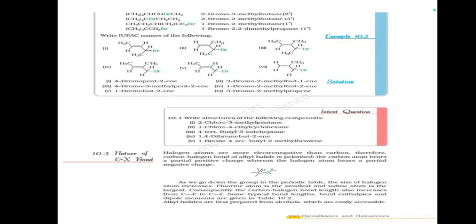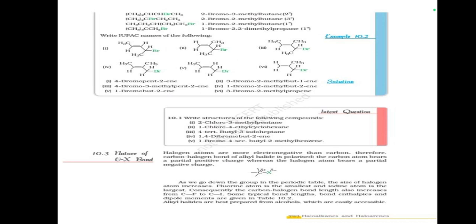As we go down the group in the periodic table, the size of the halogen atom increases. Fluorine atom is the smallest, and iodine atom is the largest. Consequently, the carbon halogen bond length also increases from carbon fluorine to carbon iodine. Some typical bond lengths, bond enthalpies and dipole moments are given in Table 10.2.